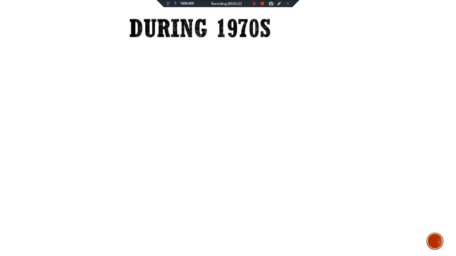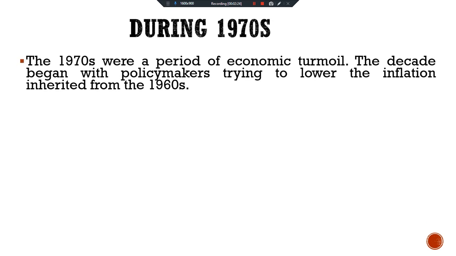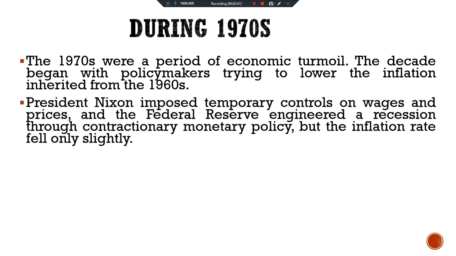During the 1970s, the 1970s was a period of economic turmoil. The decade began with policymakers trying to lower the inflation inherited from the 1960s. President Nixon imposed temporary controls on wages and prices, and the Federal Reserve engineered a recession through contractionary monetary policy, but the inflation rate fell only slightly.